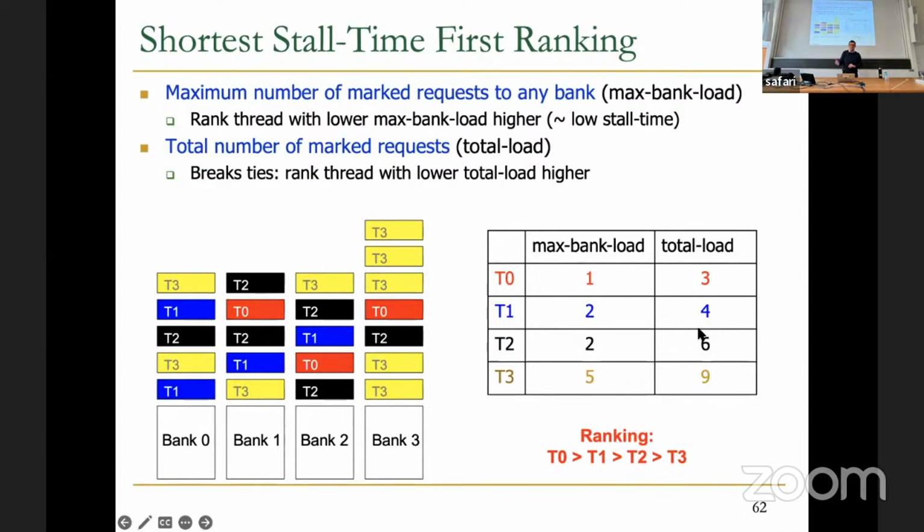The expectation is that, assuming you have an equal number of requests to any bank, your stall time will likely be dominated by the total number of requests you have. That's the idea. Again, these are heuristics. These are not perfect, right? If you really want perfect stall time estimation, it's expensive, as we have discussed in stall time fair memory scheduling.